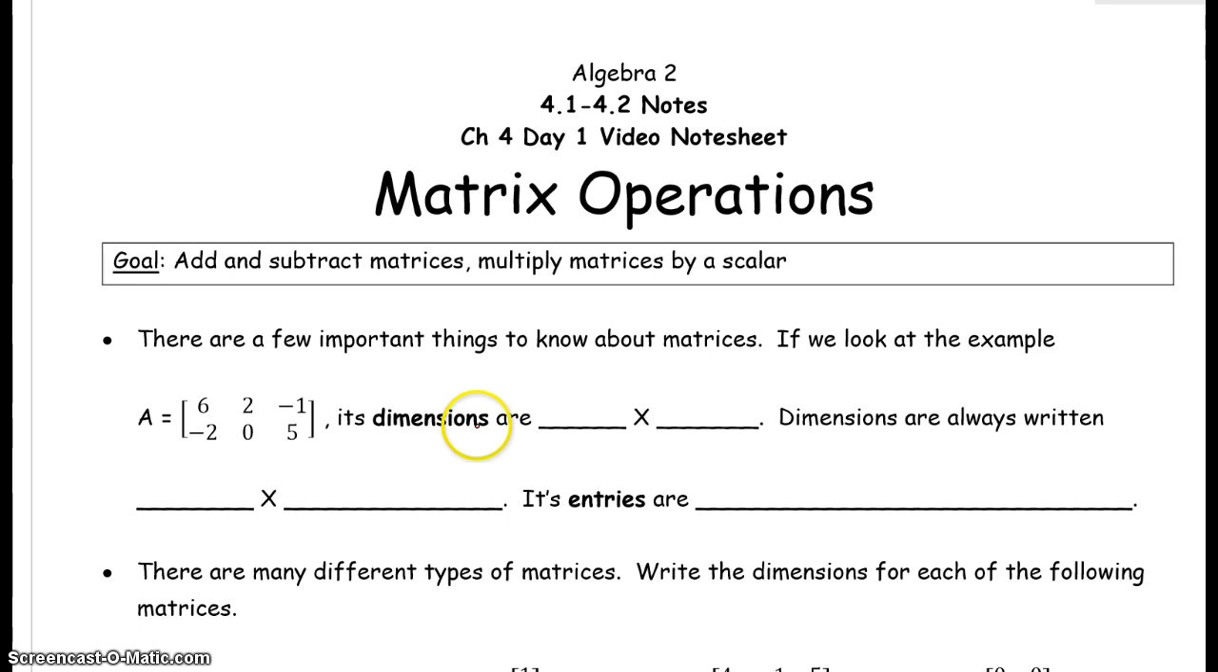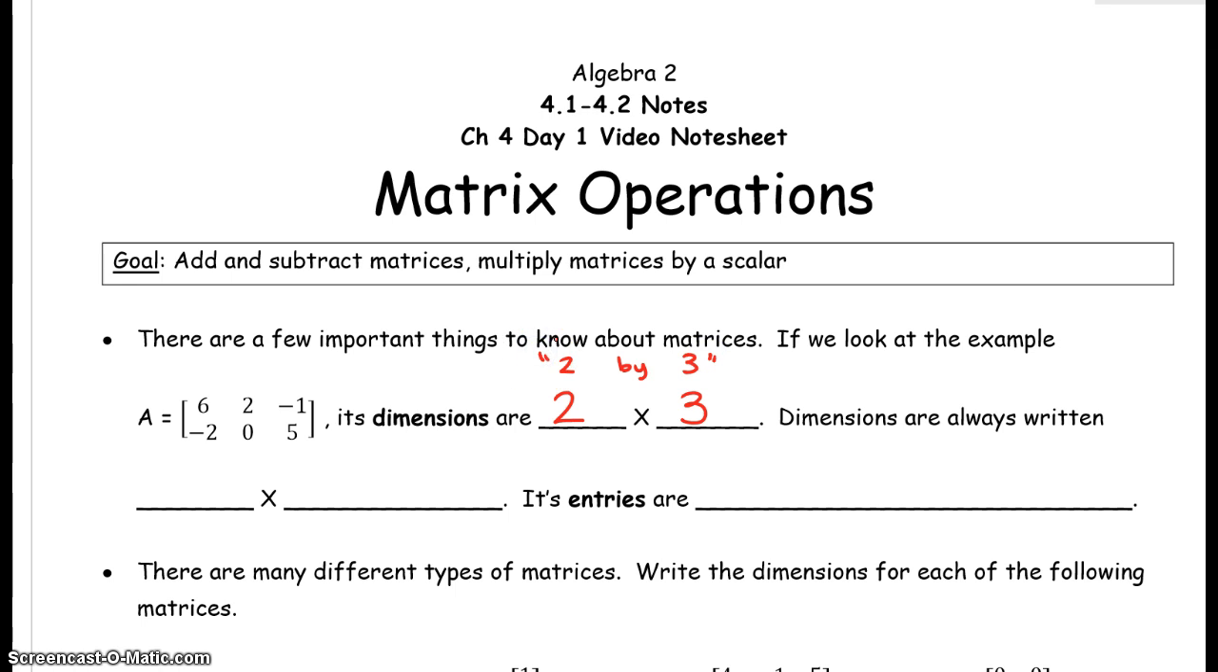We have dimensions on this matrix, and the way we represent a matrix's dimensions is through its rows and how many columns it has. In this case we have row 1 and row 2, so there are 2 rows, and it has 3 columns. Therefore we say it has dimensions of 2 by 3. I'm going to go ahead and write that, 2 by 3. So that's how we read it.